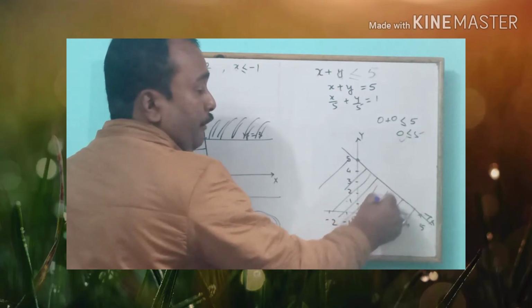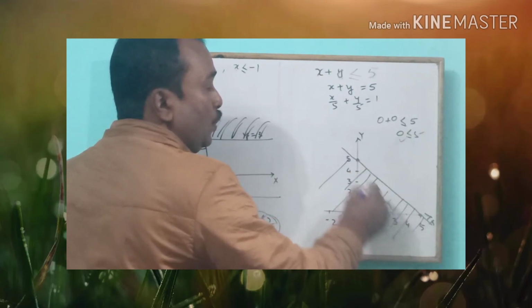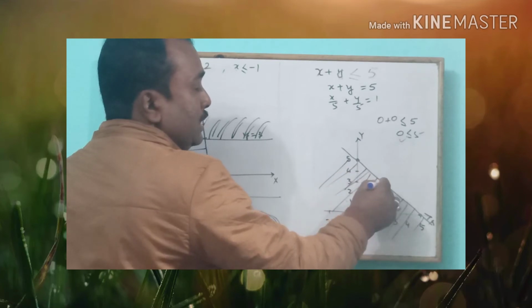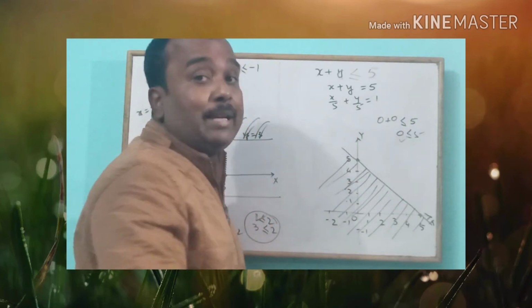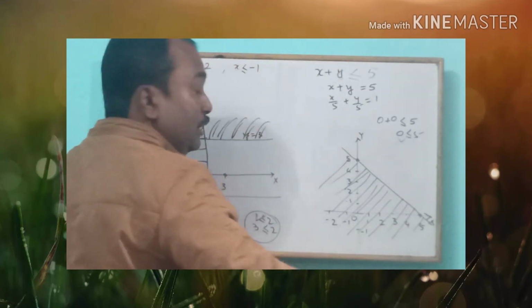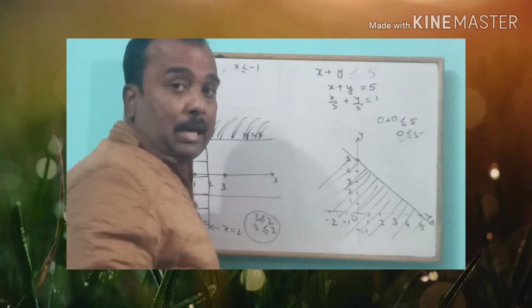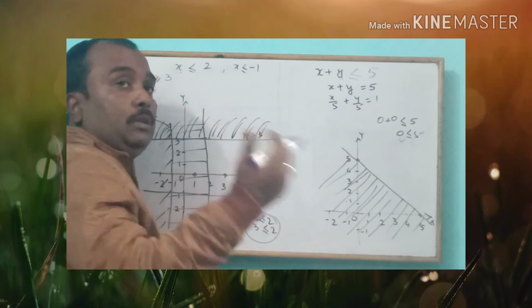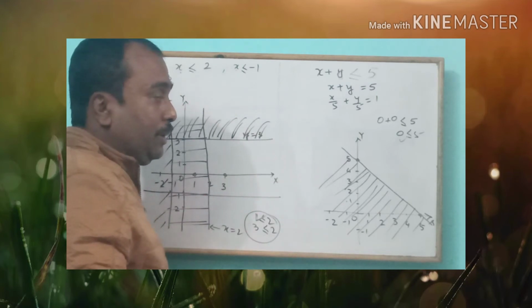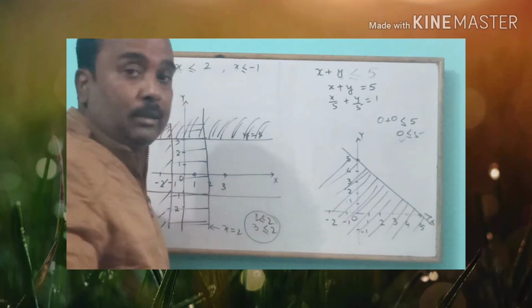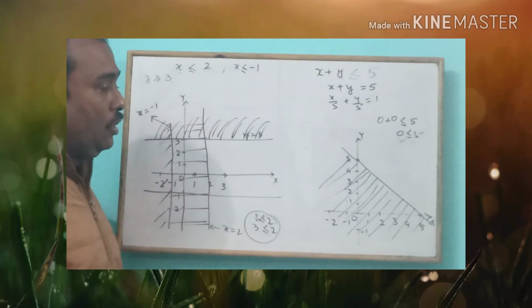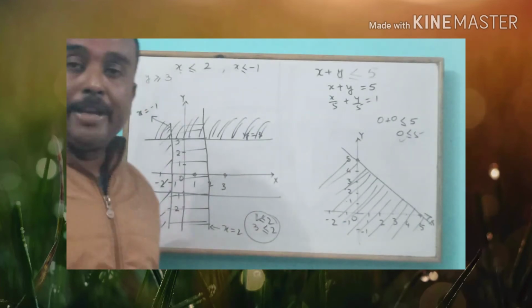I repeat, if it is a true statement, we shade it towards the point which we had taken. If it is a false statement, we shade it away from that point, on the other half. If it is upper plane and lower plane, we shade either on the upper plane or on the lower plane. If it is left or right plane, we shade either on the left plane or on the right plane. This is how the shading is done.